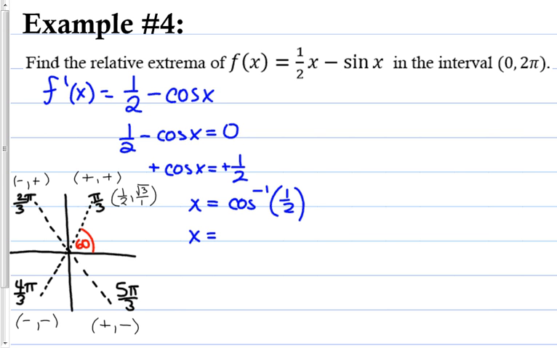Okay, so in the first quadrant, x is positive. In the second quadrant, x is negative. In the third quadrant, x is negative. In the fourth quadrant, x is positive. So my answers are pi over 3 and 5 pi over 3. So x can equal pi over 3 or 5 pi over 3. And these are my critical values.